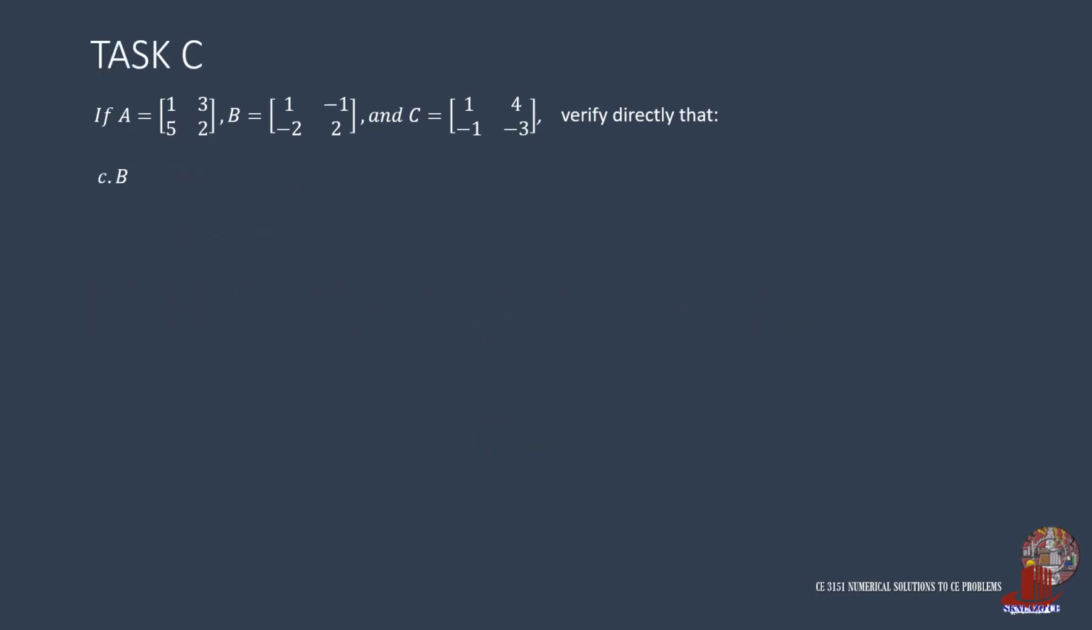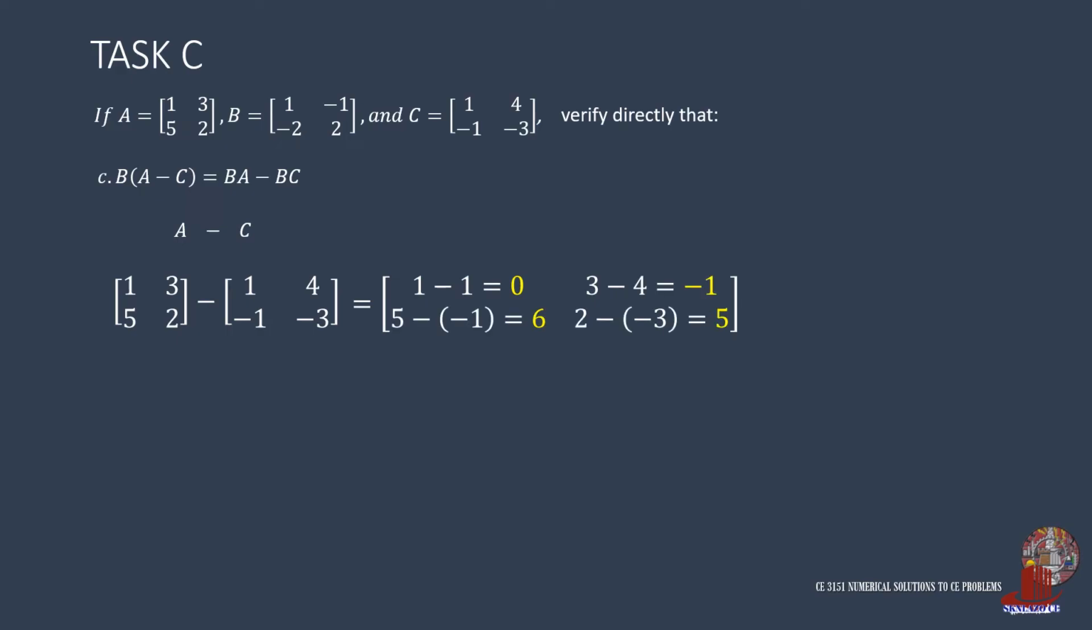The third task includes subtraction as opposed to task B. So start with the difference of matrix A and C. So same index elements are involved but only subtracted. Elements 1, 1 are 1 minus 1 giving 0. Elements 1, 2 have 3 and 4 subtracted together to have negative 1. Elements 2, 1 then gives 5 minus negative 1, which is 6. And lastly, elements 2, 2 with 2 minus negative 3, or that is 5. So matrix A minus C has elements 0, negative 1, 6, and 5.